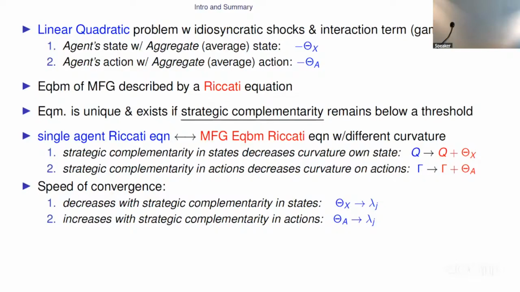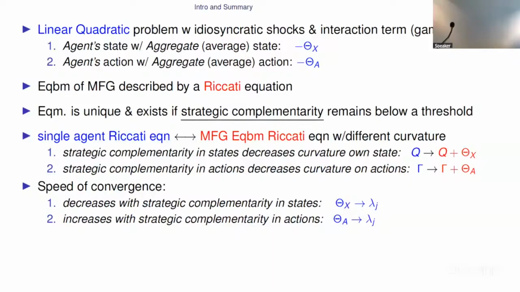Okay, so now we're going to compare a single agent Riccati equation. Suppose you have this model with no interactions, so everybody's doing their own thing. Then you can aggregate and compute the average action and the average state. We're going to compare that, and since it's a dynamic problem, you need to solve the value function. We're going to compare that single agent Riccati equation with the one from the equilibrium. Okay, and how do they differ?